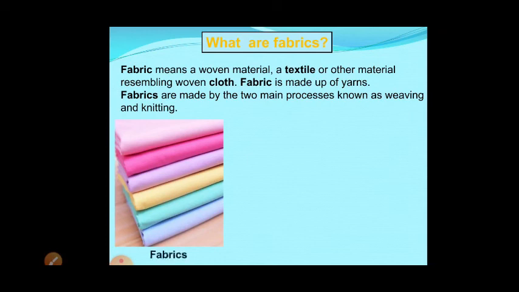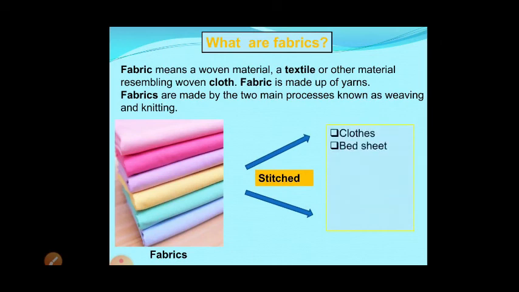Okay, so with the fabrics we stitch and we get different types of clothes. So we will get different materials, like clothes, bed sheet, towel, curtain, blanket, bags, carpets, tablecloth, etc. So all these are made up of different fabric. So now we understand what fabric is.